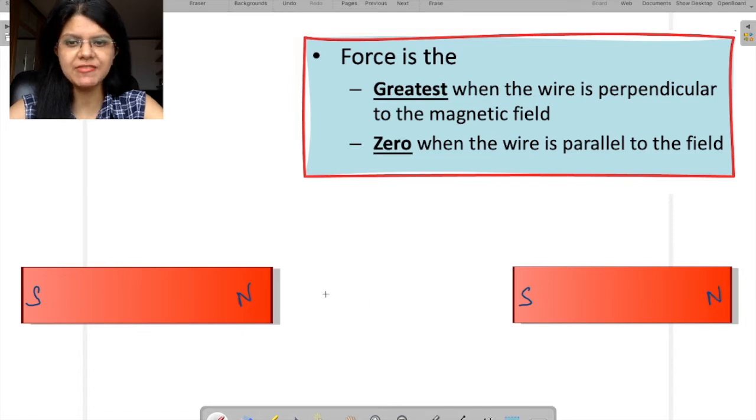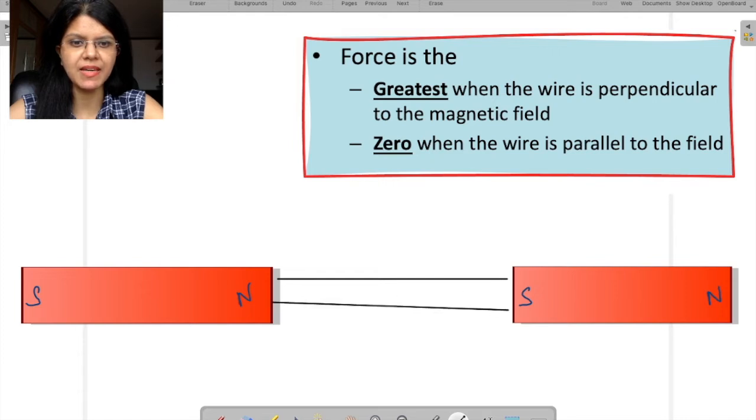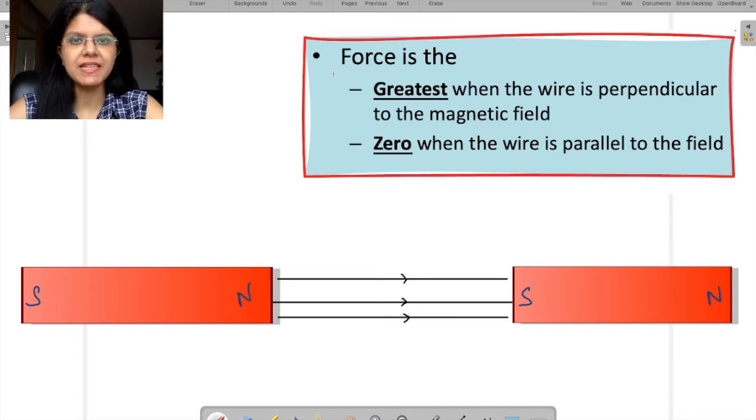So how do the magnetic field lines in between these magnets look like? Let's draw the magnetic field lines in between this space. That's how the magnetic field lines in between the space look like. Right, let's put some arrows because magnetic field lines always carry arrows. Right, so let's understand the first point. The force is the greatest. When is the force greatest? When you're holding the wire perpendicular to the magnetic field line.